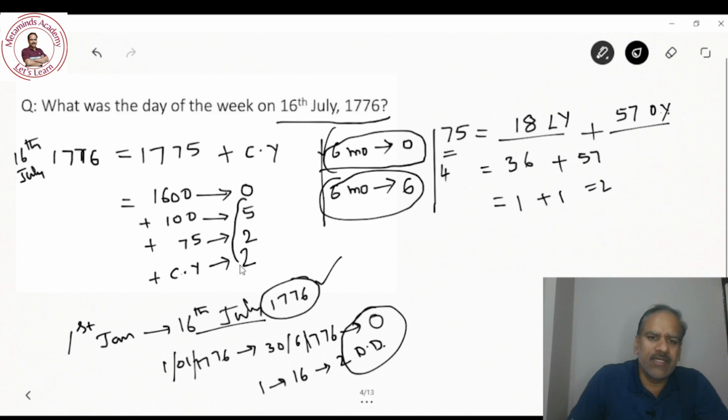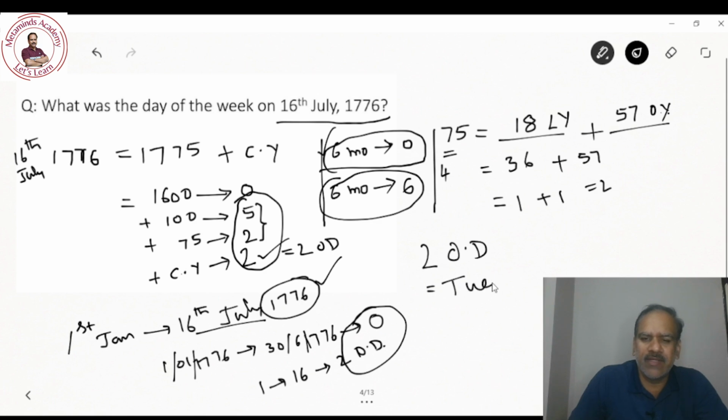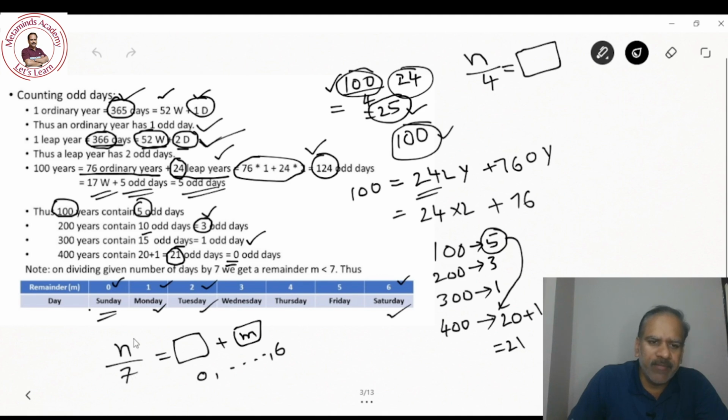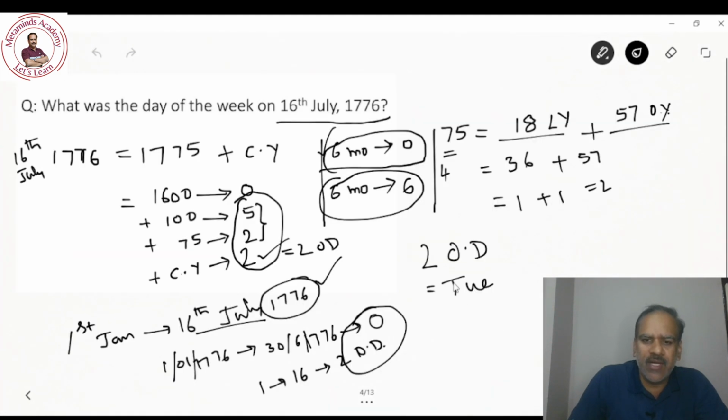So you take the total: 5 plus 2 is 7, and 7 is equal to 0 odd days. So 5 plus 2 plus 2 is equal to 2 odd days. So the answer is 2 odd days. 2 odd days is equal to Tuesday, and the remainder is 2. It is Tuesday. Therefore, 2 odd days means Tuesday is the answer.